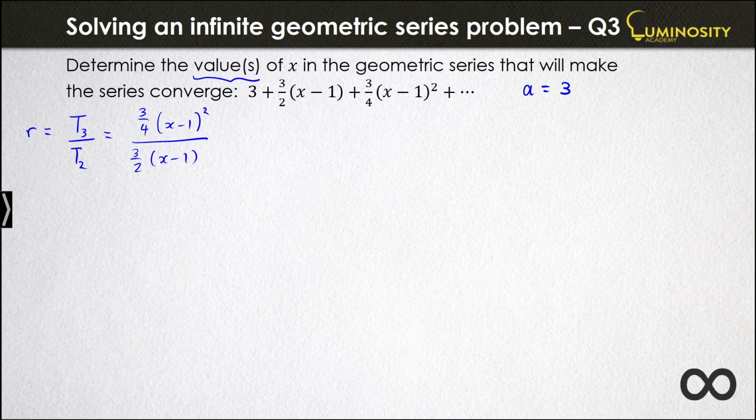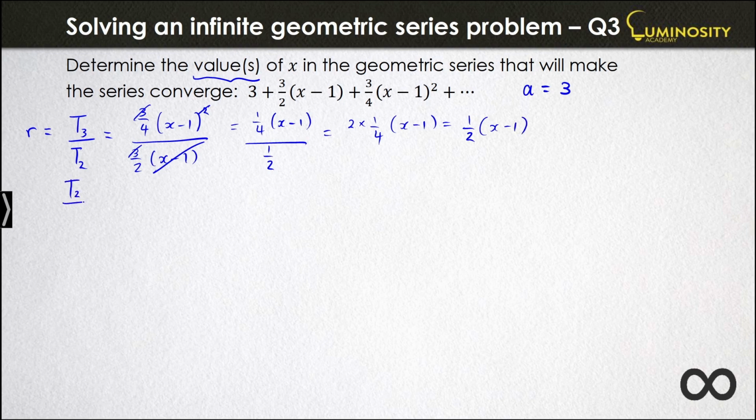Well, this (x minus 1) squared and (x minus 1) will cancel out. And then 3 divided by 3 will cancel out there. So you have 1/4 (x minus 1) divided by a half. Dividing by a half is the same thing as multiplying by 2. So therefore I get 2 times 1/4, which is a half, and that's times (x minus 1).